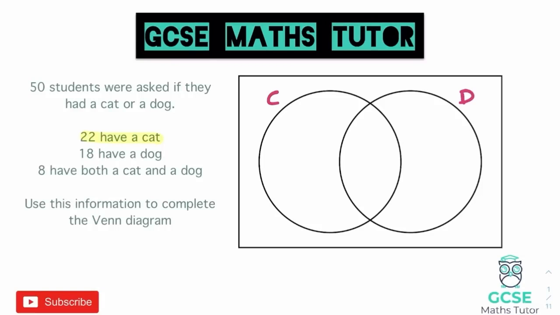So it then says that 18 have a dog. Again, we can't put that straight in. If it did want us to put it straight in, it would say only before the word dog. So it would say 18 people have only a dog. But there we go, we can't put that in.